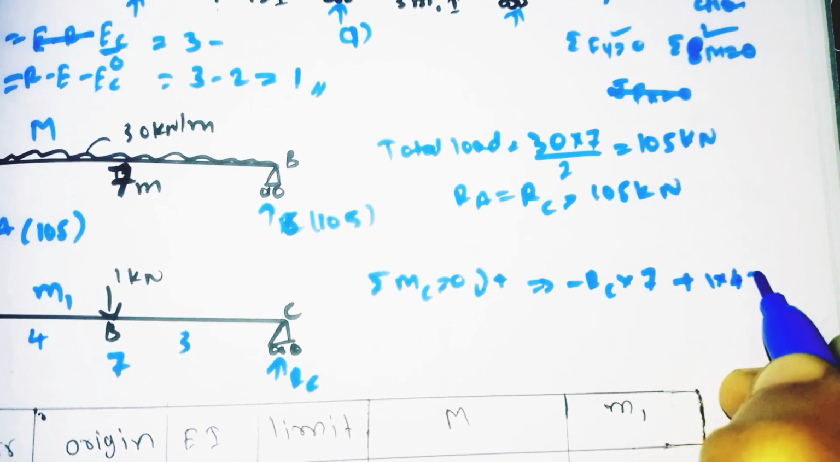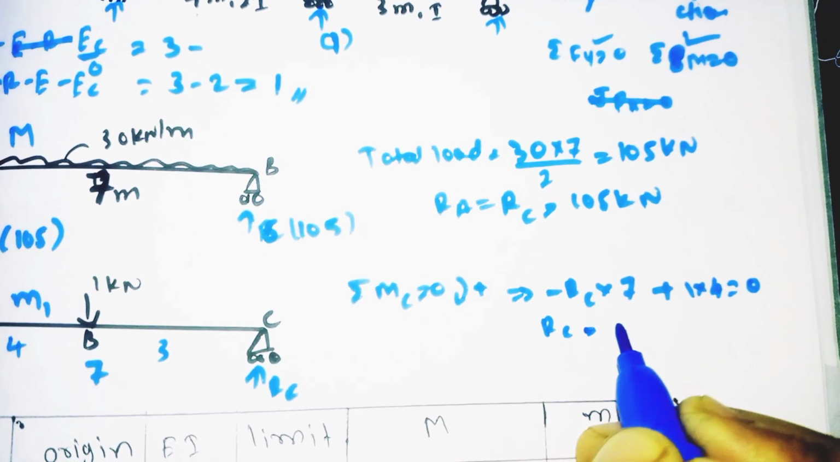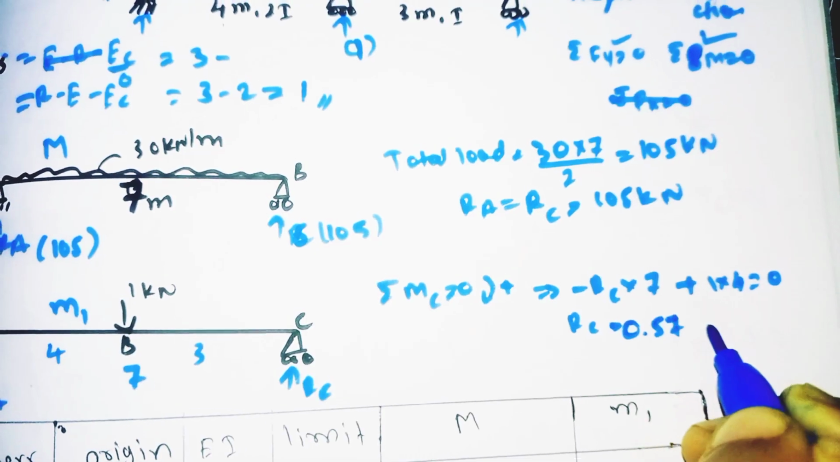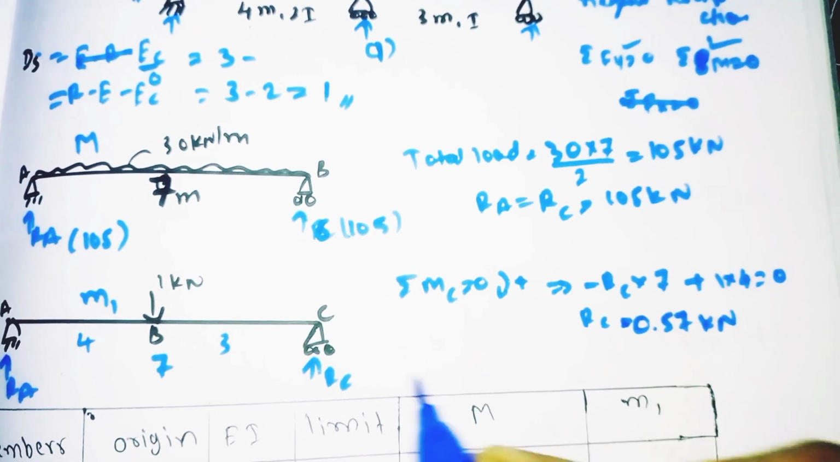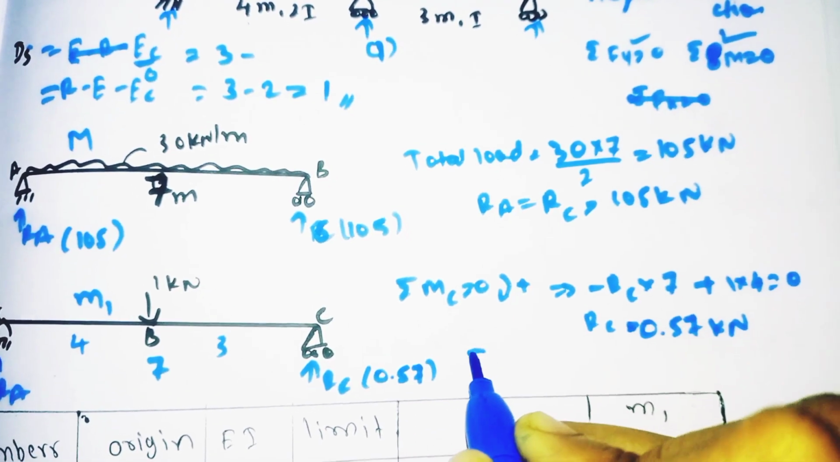1 into 4 is equal to 0. So RC will come out as 0.57 kilonewton. So it is upward, so whatever direction we gave was correct. Similarly, we need to find the RA.